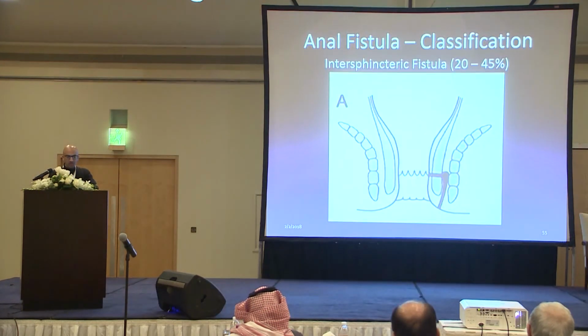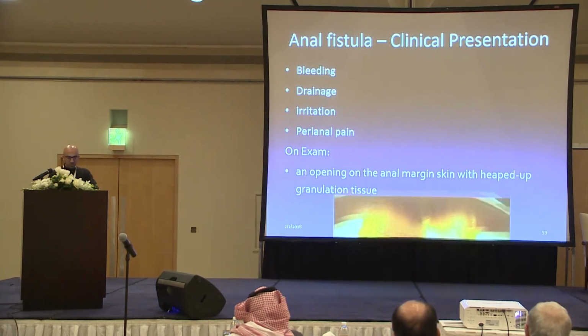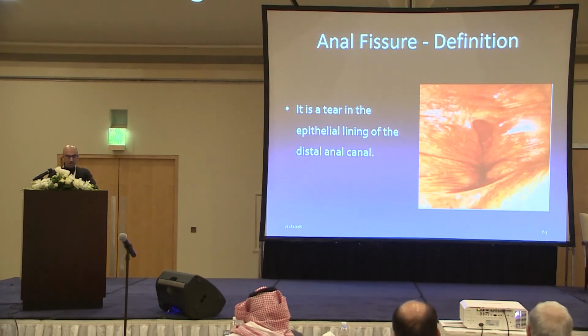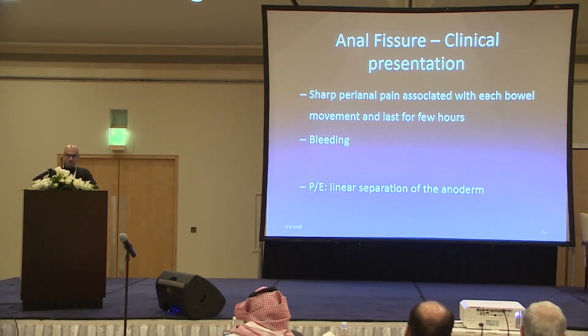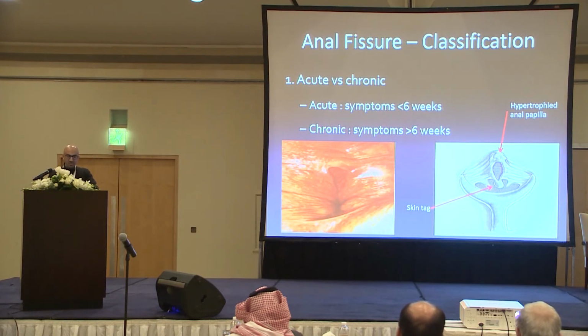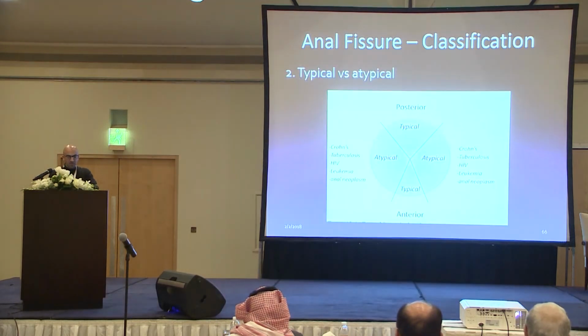I will jump into anal fissures. It's a tear in the epithelial lining of the distal anal canal. Patients usually present with very sharp perianal pain and bleeding, and on physical exam you'll see linear separation of the anoderm. It can be classified as acute versus chronic, depending on the duration. If it is less than 6 weeks, it is acute, otherwise it is chronic. Typical versus atypical depends on the location, usually anterior or posterior. However, if it is on the side or lateral, it is atypical and could be TB or Crohn's disease.